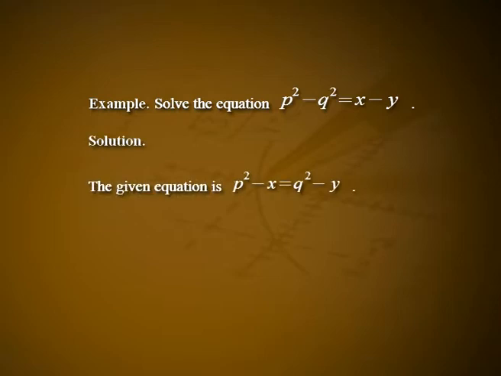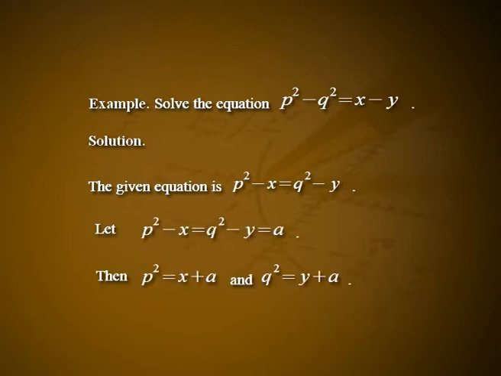Example: solve the equation p square minus q square is equal to x minus y. Solution: the given equation is p square minus x is equal to q square minus y. Let p square minus x is equal to q square minus y is equal to a. Then p square is equal to x plus a and q square is equal to y plus a. That is, p is equal to square root of x plus a and q is equal to square root of y plus a. Now, dz is equal to p dx plus q dy, which is equal to square root of x plus a into dx plus square root of y plus a into dy.